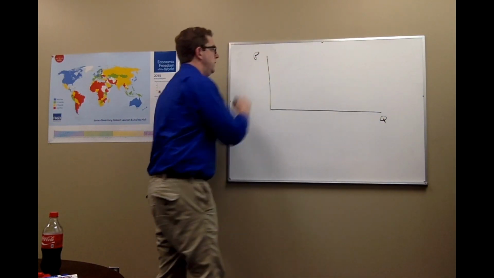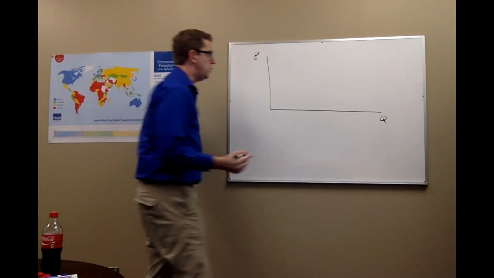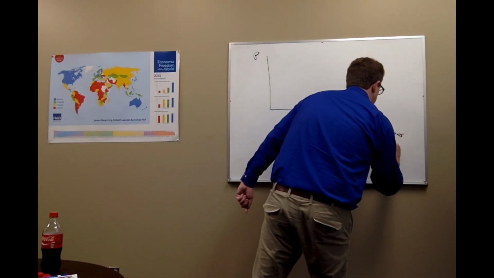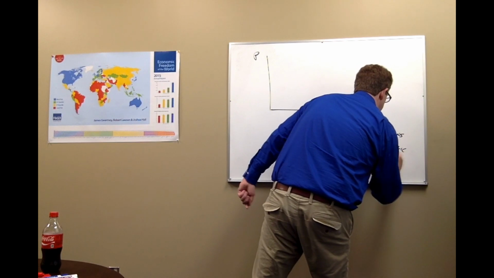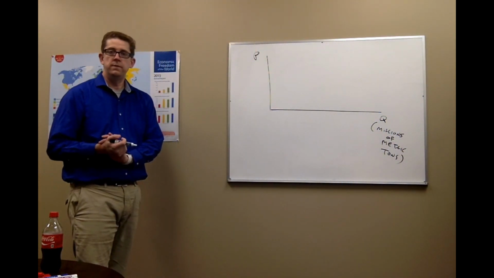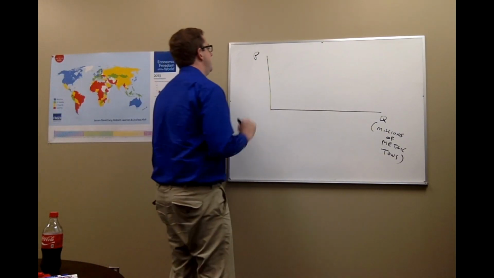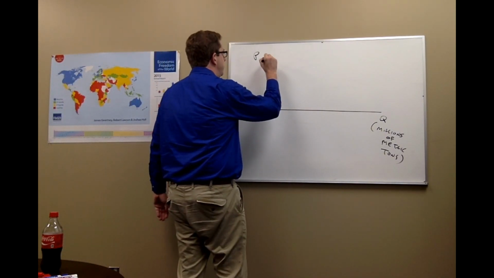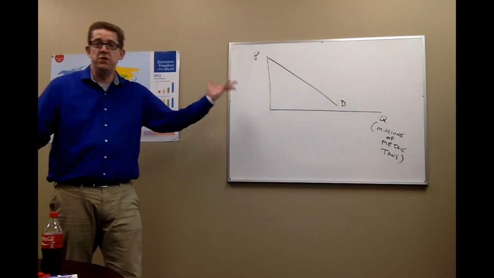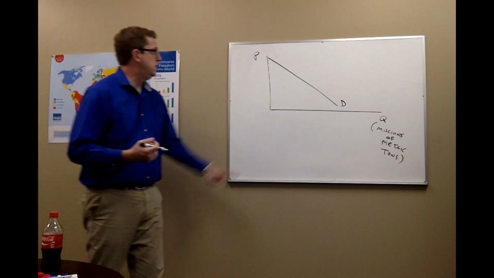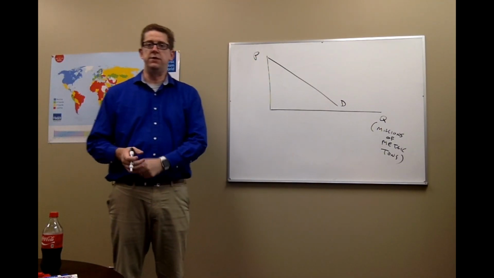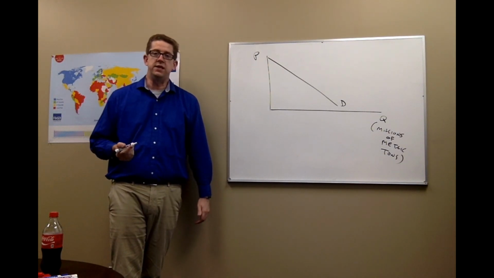Price on the y-axis, quantity in millions of metric tons is on the x-axis, and American steel consumers have a standard downward sloping demand curve for steel. At higher prices, they want less steel. At lower prices, they want more steel. Now, where are they going to get this steel?